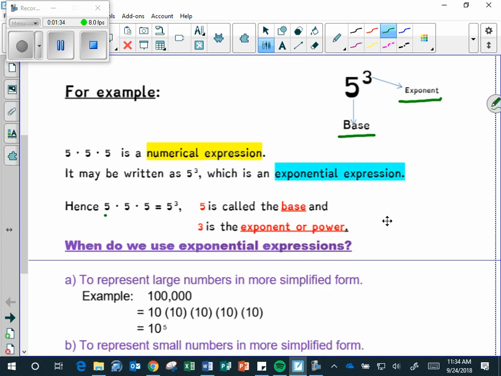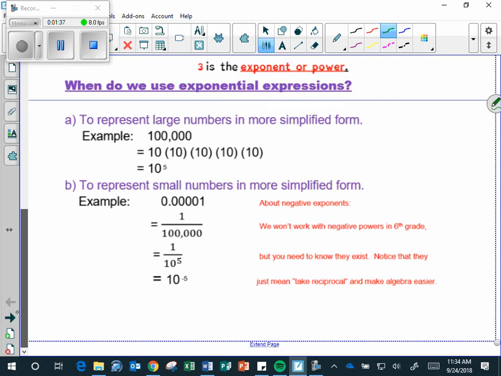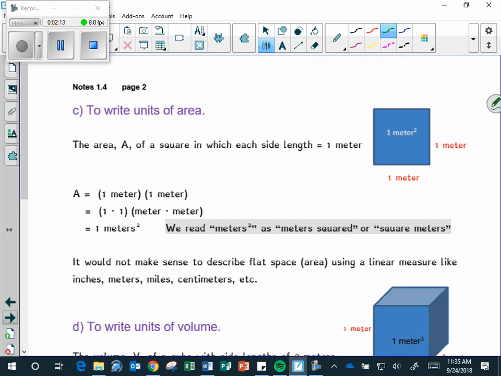Below, I have mentioned some areas where exponential expressions are really utilized. We use them to represent really large numbers, like 100,000. That's a power of 10, so it could be expressed as 10 to the fifth power. Really tiny numbers can be expressed the same way. They involve negative exponents, which you won't be tackling in 6th grade, but it's good to know that it is out there and it will come up in your future. Exponents are just super handy.